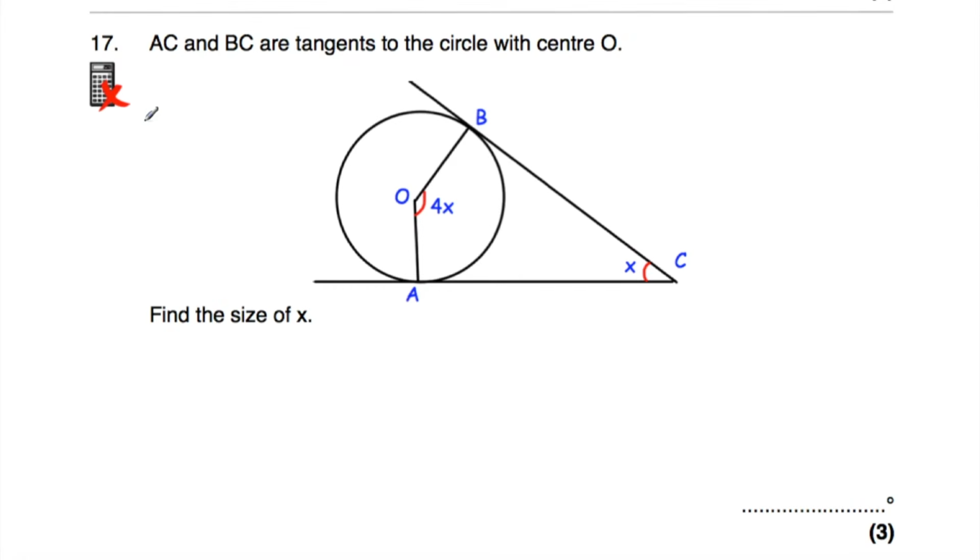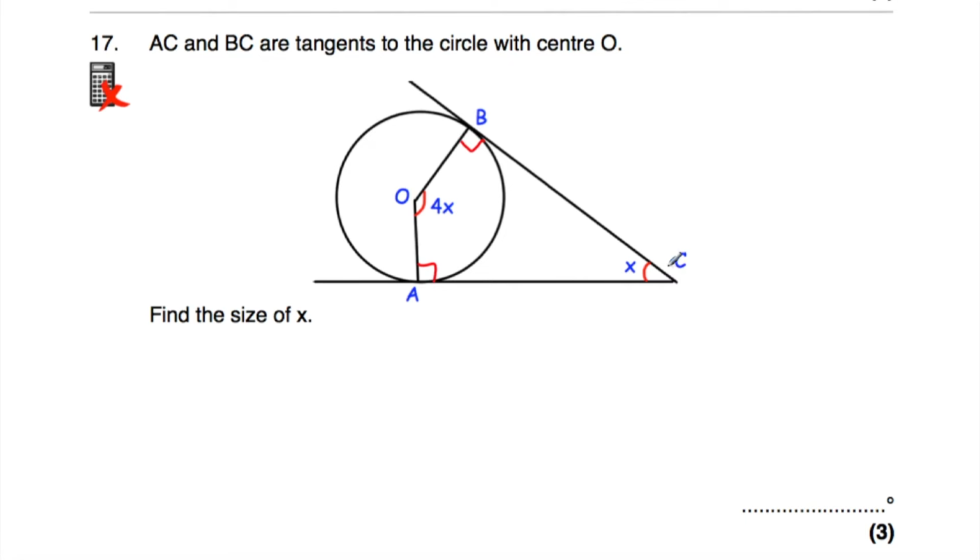Okay, let's have a look at our next question, question number 17. Question number 17 says AC and BC are tangents to a circle with centre O. So this is a tangent and that's a tangent. And we've been asked to find the size of X. So the size of this angle is X, and the size of this angle is 4X. Now a tangent and a radius will meet at 90 degrees. So we can put a 90-degree angle in there and a 90-degree angle in there.